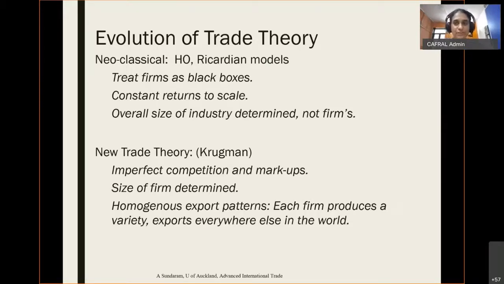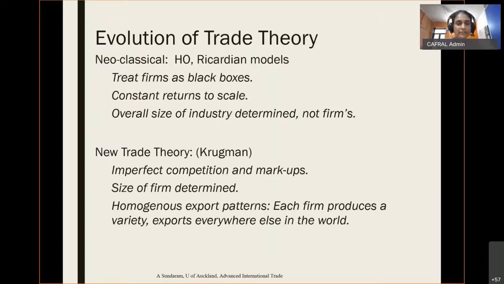So we're treating firms as black boxes in these neoclassical models. They all have constant returns to scale. So none of the efficiencies, economies of scale, some of those things we are tackling.